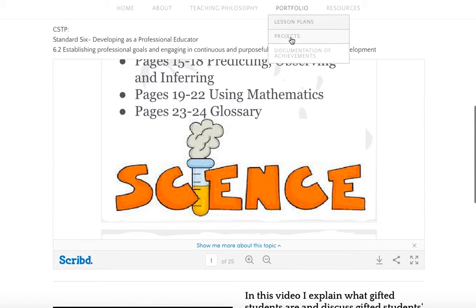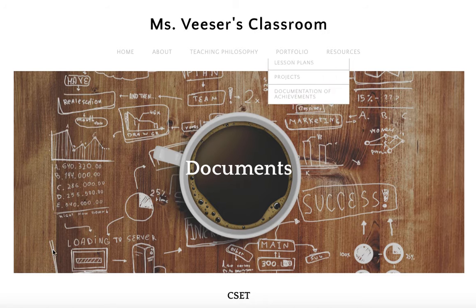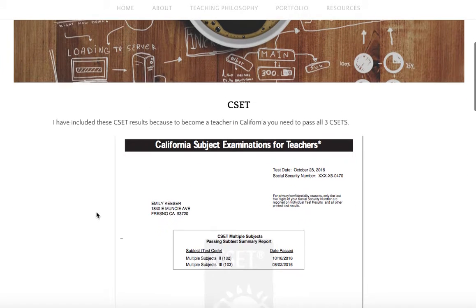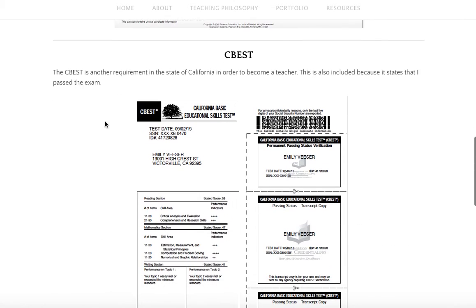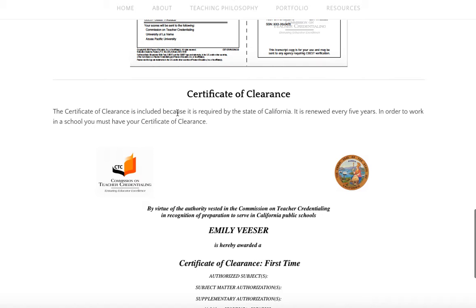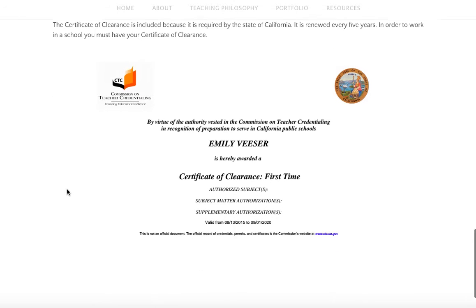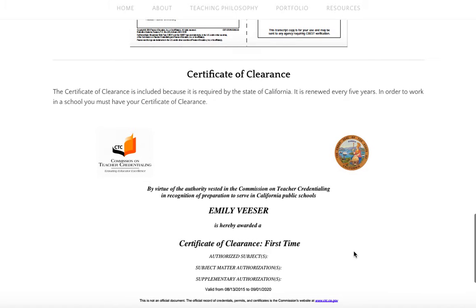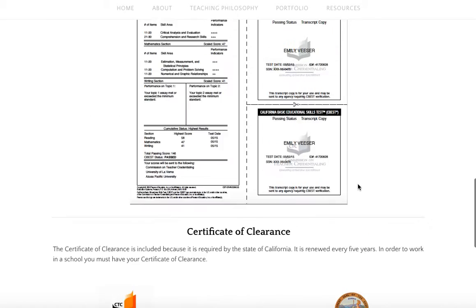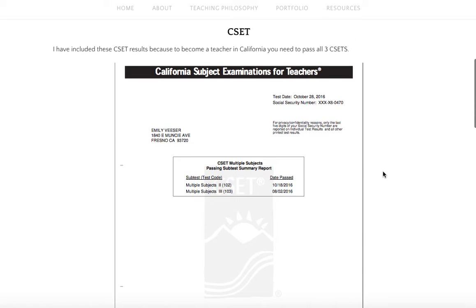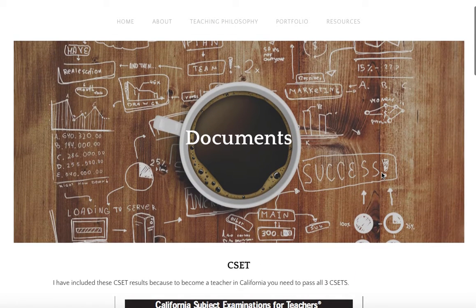And then lastly, for my portfolio, I included some documents of achievement. For example, the CSET, because that's a state requirement. Also the CBEST, that's another state requirement, and my certificate of clearance. So these are all documents that future employers will probably need. So not only is it going to be available on here, but I can also provide this information for them. But at least this is showing that I do have these documents presently.